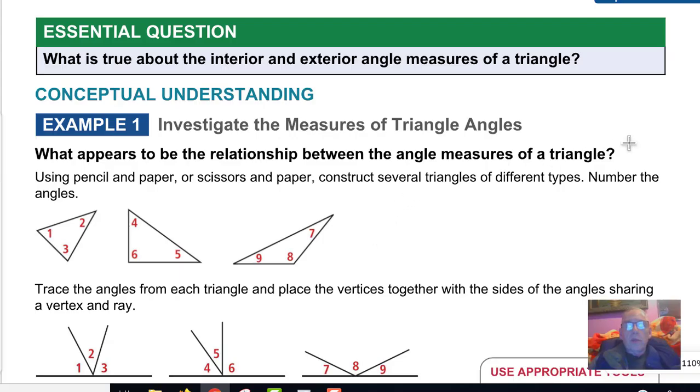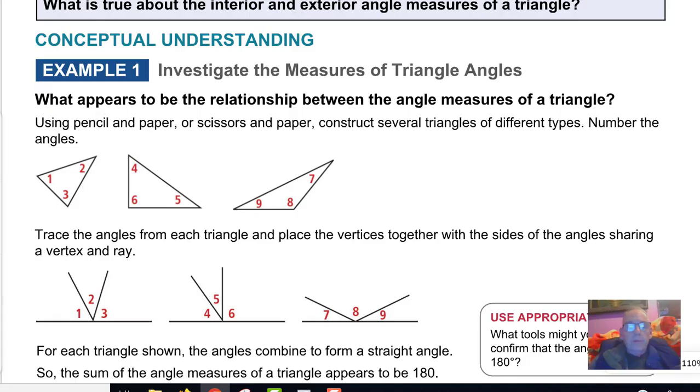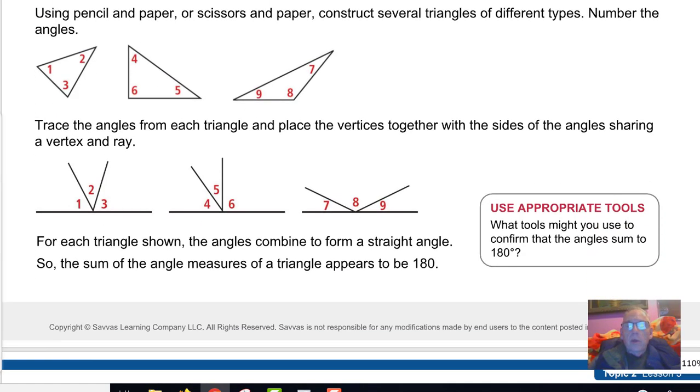So the essential question: what's true about the interior and exterior angle measures of a triangle? Okay, here we have several different triangles. This is a right triangle. Here we have what we call an obtuse triangle, so it has an obtuse angle, and we call this one an acute triangle. We have an acute, a right, and an obtuse. Obtuse triangle, one angle bigger than 90 degrees. Right triangle, one angle equal to 90 degrees. Acute triangle, all angles less than 90 degrees.